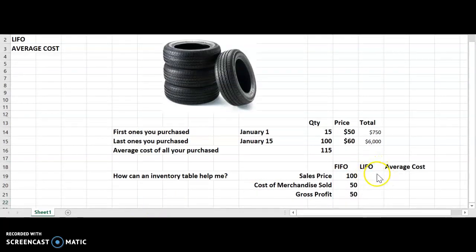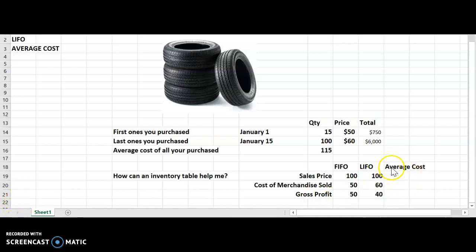Now, if I were to use LIFO, then I'm going to use the cost for my last in tire. That means $60. So I would still sell it for $100, but the cost of the tire would be the last in cost. And my gross profit would be 100 minus 60, which would be $40.